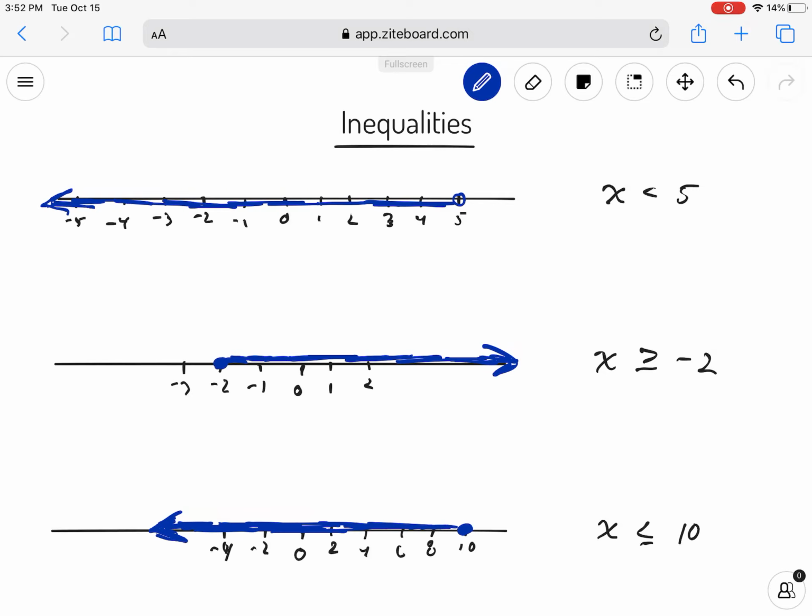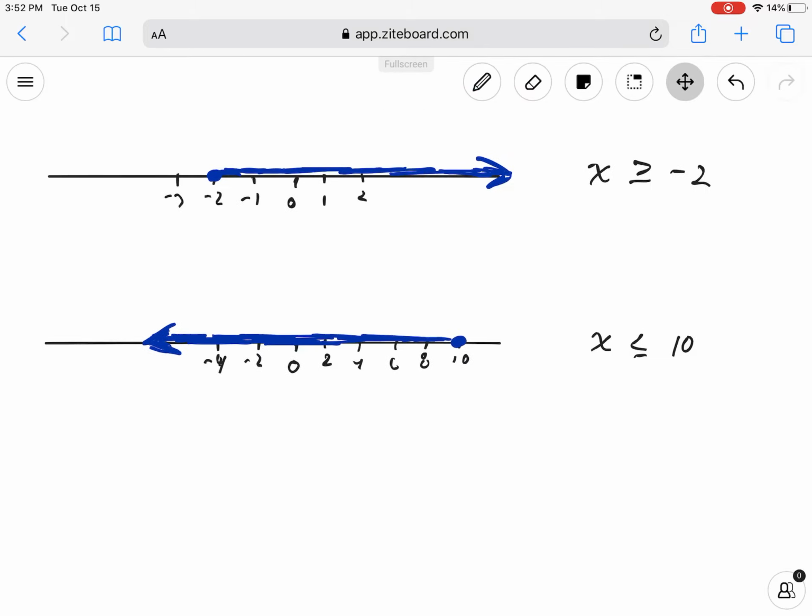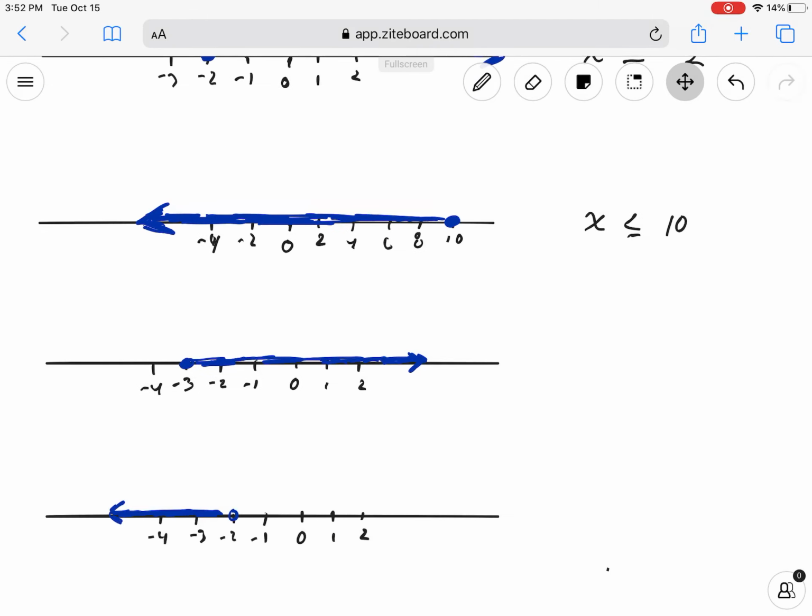Please note, if I have the x or whatever variable I'm using on the left side, the inequality sign points in the direction of the arrow. Also, it always points at the smaller quantity of the two. So we're just comparing two quantities, x and 5 up here. And x is smaller than it, so it's pointing at x. The next one, x is greater than or equal to negative 2, so it points at the smaller one, negative 2.